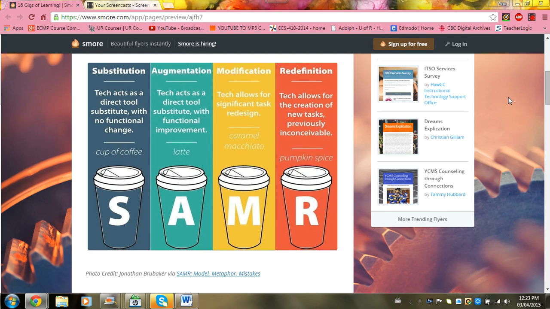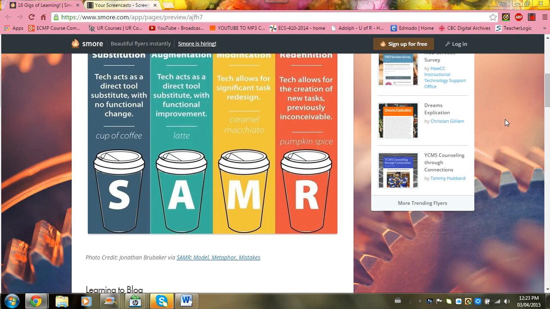But on the far end of the spectrum, we've got modification and redefinition. This is when tech is a significant redesign for the task, or it's the creation of brand new tasks that we could never have done without edtech. These are compared to a caramel macchiato or a pumpkin spice latte. The goal here is using technology to redefine our teaching practices. Technology is not being used as a replacement, it's changing the game completely.